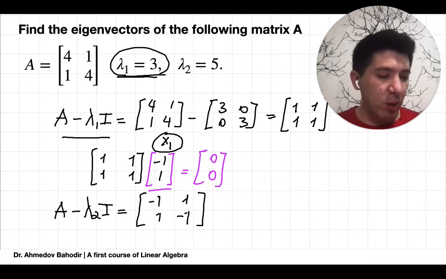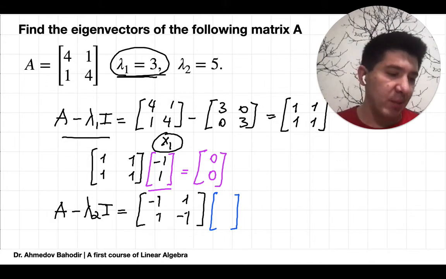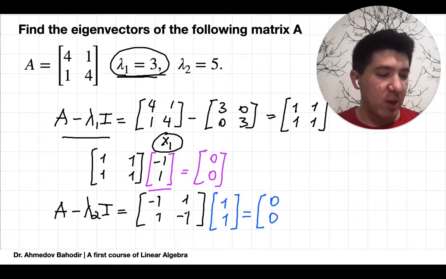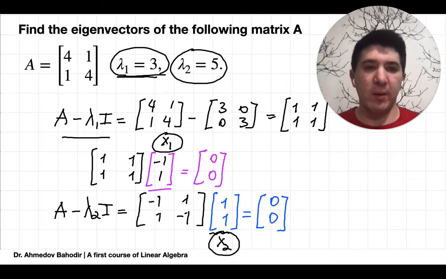So what two coefficients can I choose for a linear combination of these two columns in order to get 0? Well, I could simply sum them. The sum of these two column vectors gives you 0 and 0. That's going to be the second eigenvector, the one which corresponds to this eigenvalue. So this is how we can find the eigenvalues and eigenvectors.